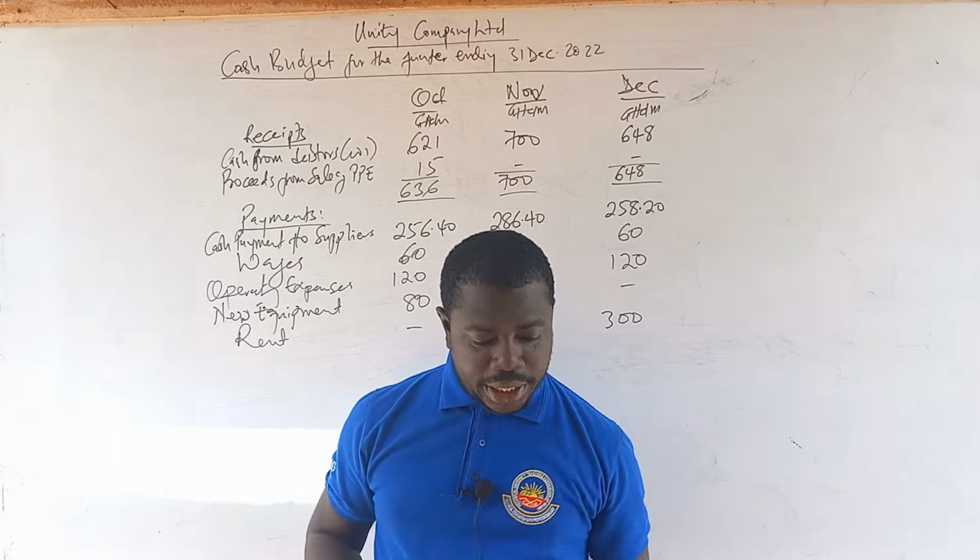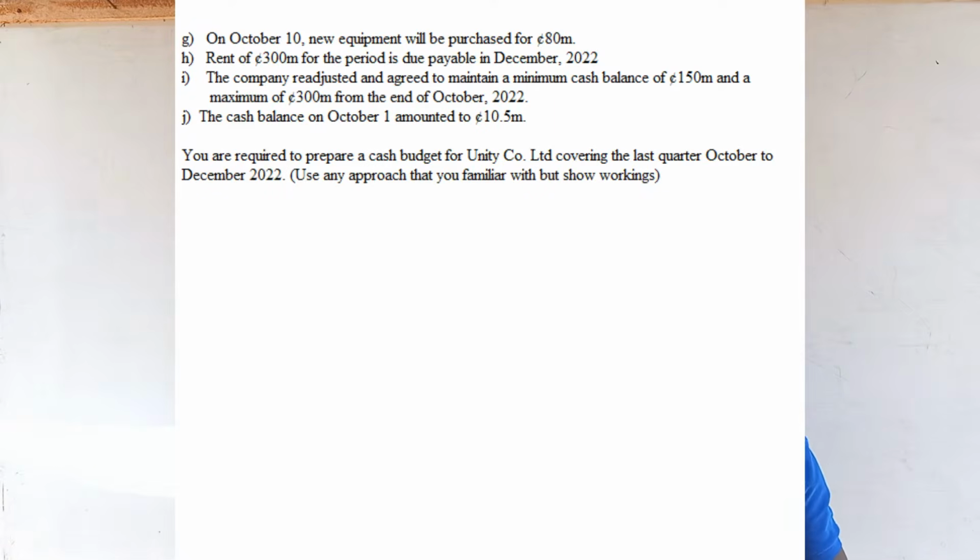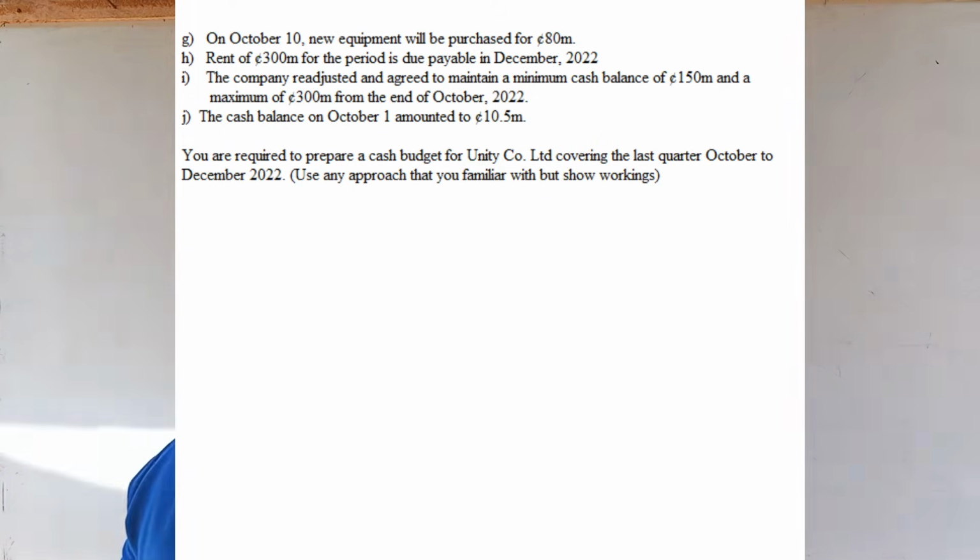And then finally, let us look at the last but one information, which is very important. The company readjusted and agreed to maintain a minimum. So that is about the minimum and maximum cash balance. And then they've also given us in the J, the cash balance for the beginning of the month. So that is it for now. Let us close it before we use those two.